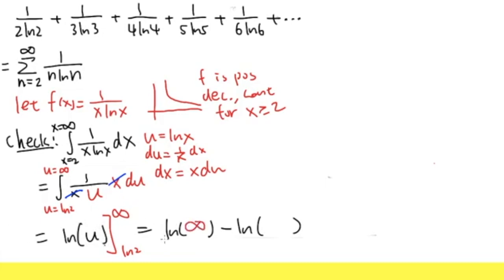Put infinity here, put ln2 here. ln2 is finite, but ln infinity is infinity. All in all, we get infinity. Therefore, this right here diverges. So what does that mean? That means this right here also diverges by the integral test.